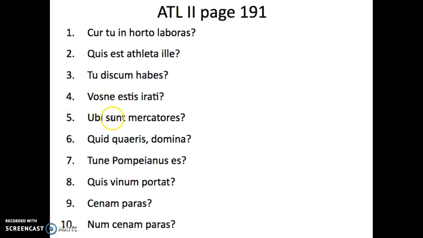Here are some examples from the textbook with question words cur, quis, ubi, quid, and then see the ne and the ne, another quis, and then num. Number 9 doesn't have a question word in it, so hopefully if it were in a dialogue, you could tell by your voice going up at the end, "Cenamne paras?" You could tell that that's a question. Same thing with number 3. There's no specific word in there that makes it a question. But if it were in a dialogue, someone were performing this on stage, they would say, "Tu discum habes?" And the voice going up at the end would indicate that that's a question.